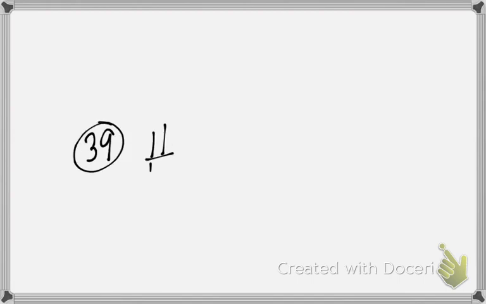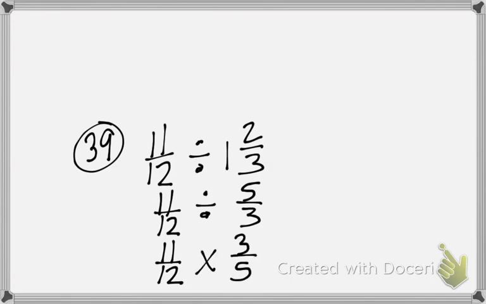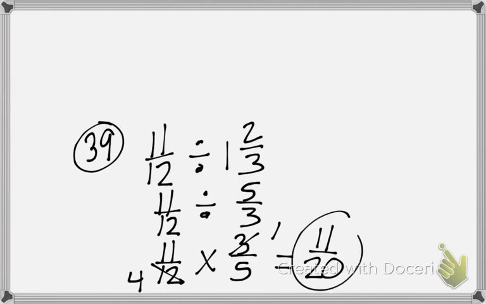Number 39, I've got 11/12 divided by 1 and 2/3. I have to change that 1 and 2/3 into an improper fraction first. So this 11/12 is going to stay the same here. This becomes 5/3. Then 11/12. Keep, change, and flip. I've got canceling that I can do here. 11 times 1 is 11. 4 times 5 is 20. And I still don't have any signs to worry about. They're all still positives. So I'm still left with a positive answer for my quotient.